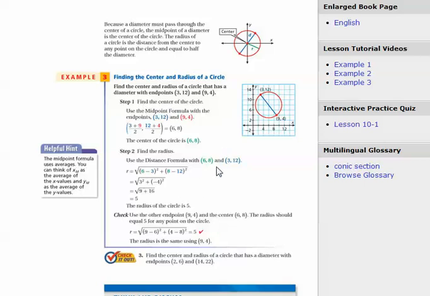And the reason they bring up the midpoint and the distance formula is because you can use that to find the center and the radius of a circle. By knowing a couple of things about the circle, you can find the midpoint or the center of the circle by using the midpoint formula. And then you can find the radius of the circle by finding the distance of the diameter and then taking half of that.